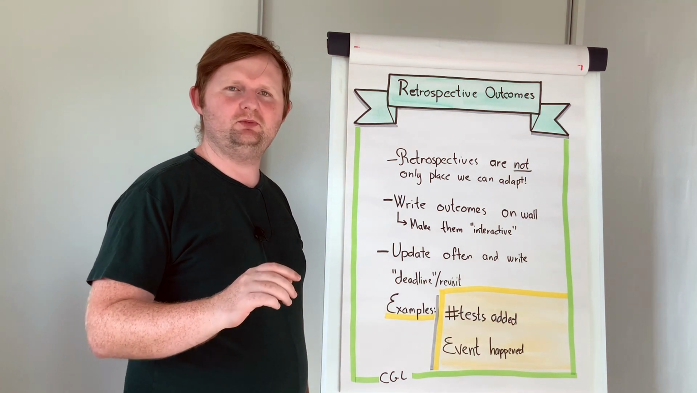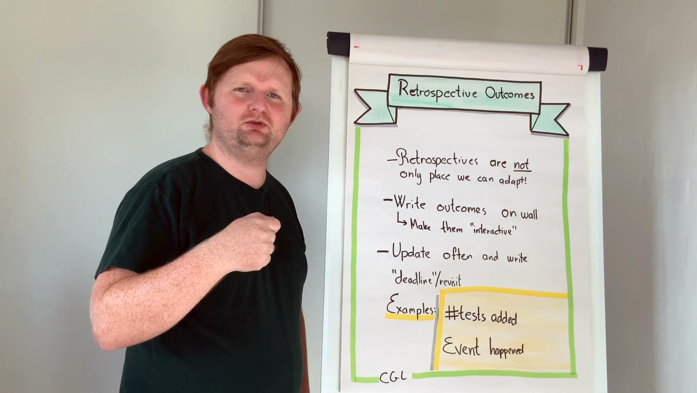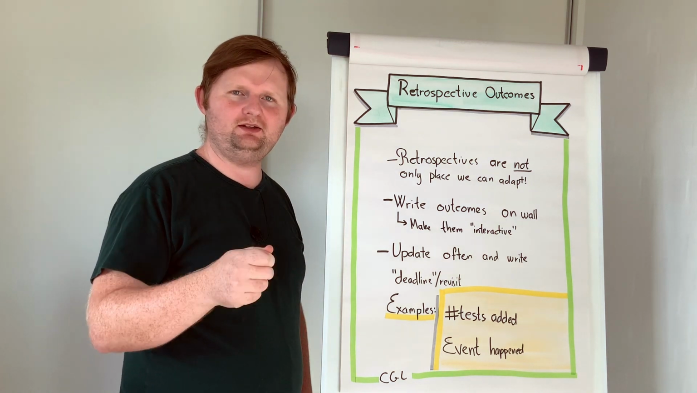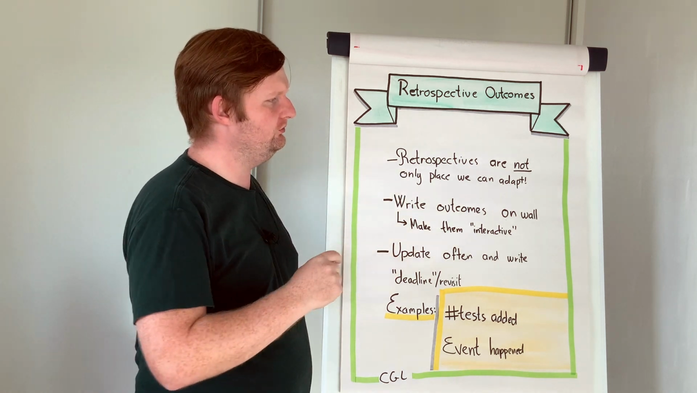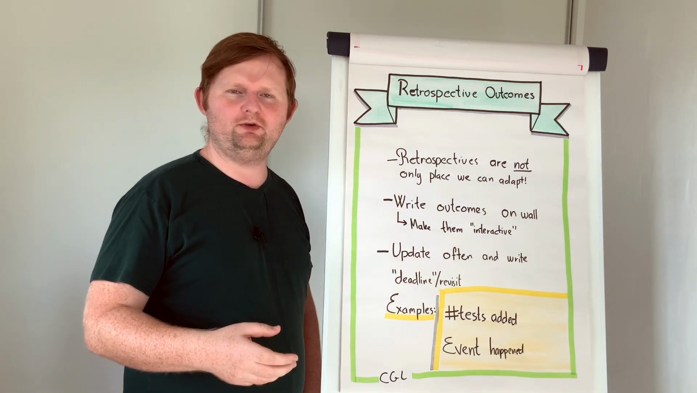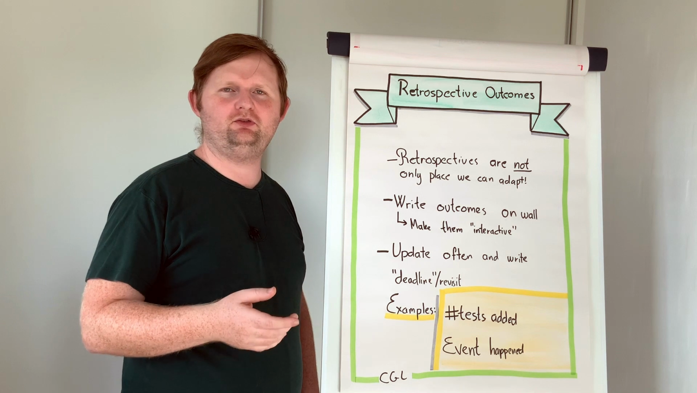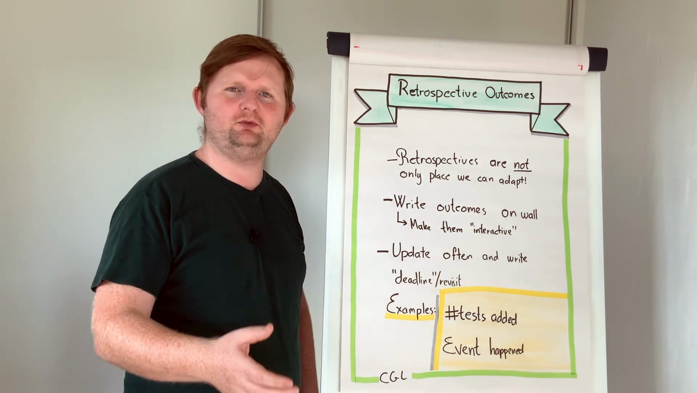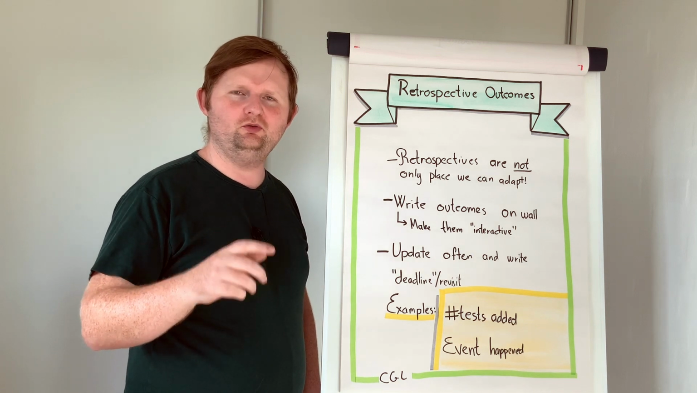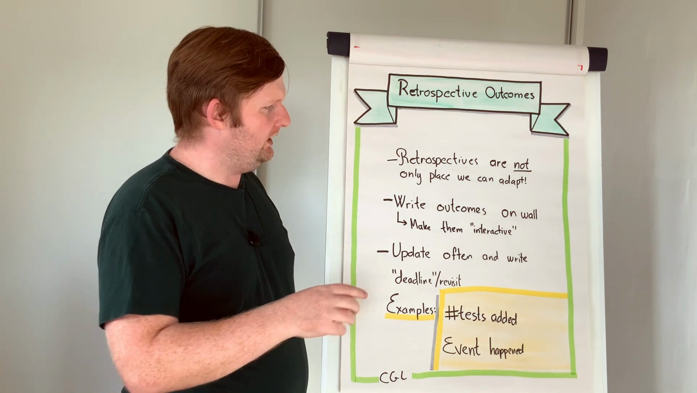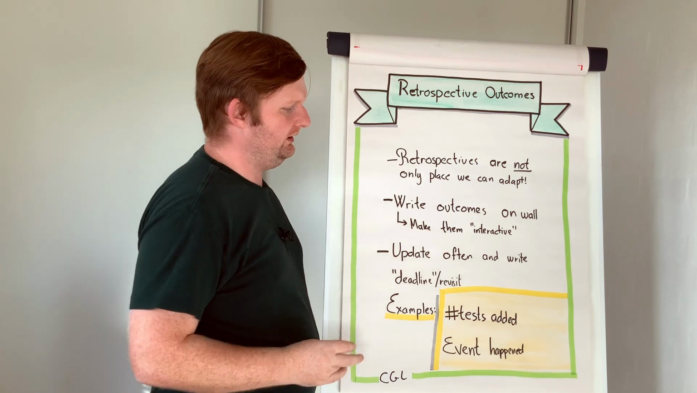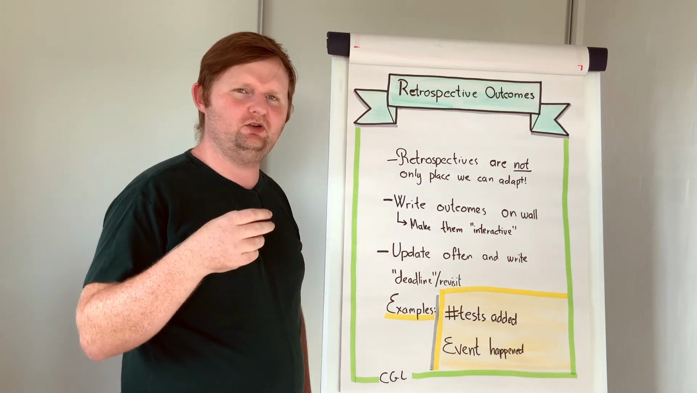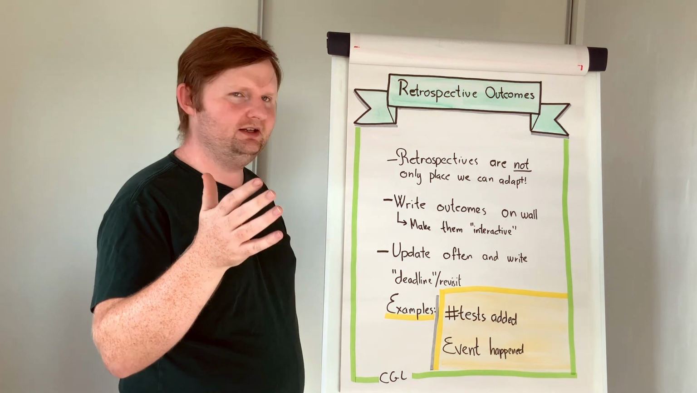By having this visible, I'm also trying to coach my teams into the idea that retrospectives are not the only place where we do adaptations to our process. We can do that outside of retrospective. We should at all points in time actually look at our process and try to optimize it, and not only in retrospectives. And when we start to do that, then all of a sudden we need to write our outcomes on a wall, for instance, where we can easily see them.